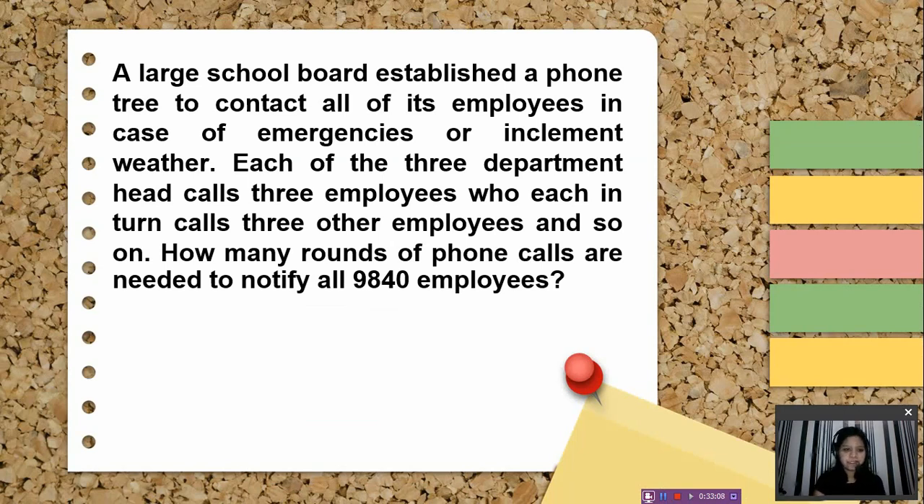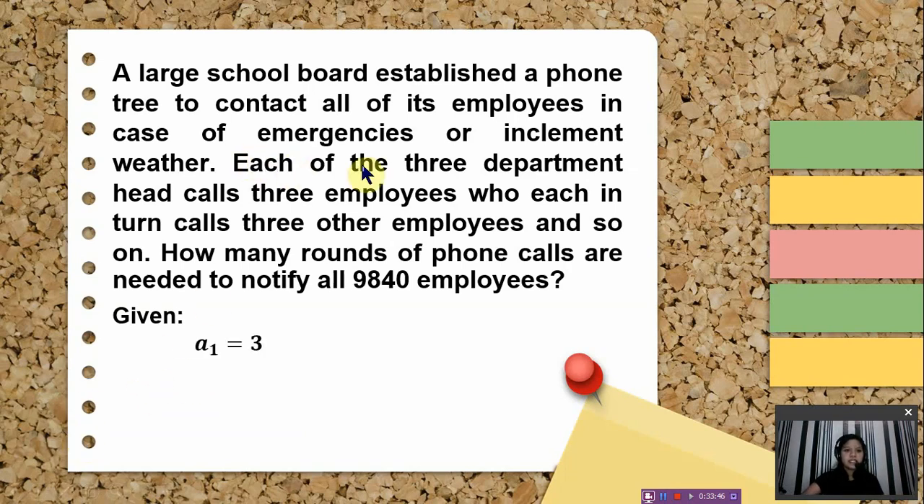Now, let us check. Let's identify the given first. A large school board established a phone tree to contact all of its employees in case of emergencies or inclement weather. Each of the 3 department heads calls 3 employees, who each in turn calls 3 other employees, and so on. How many rounds of phone calls are needed to notify all 9,840 employees? So, given, our A sub 1 is 3.